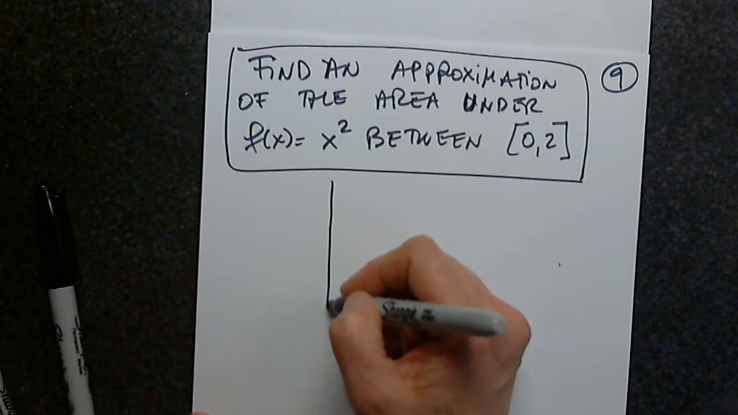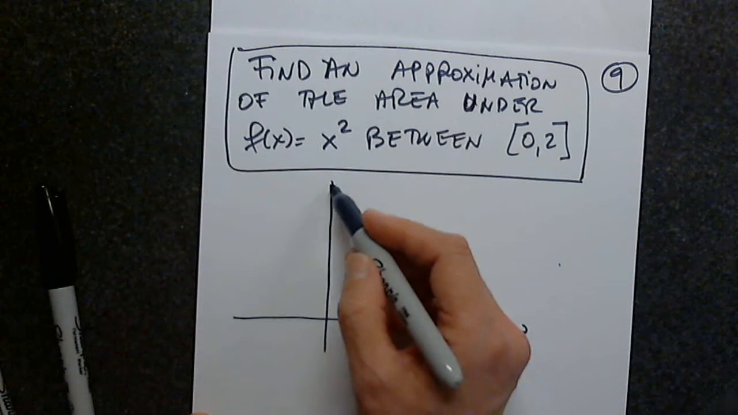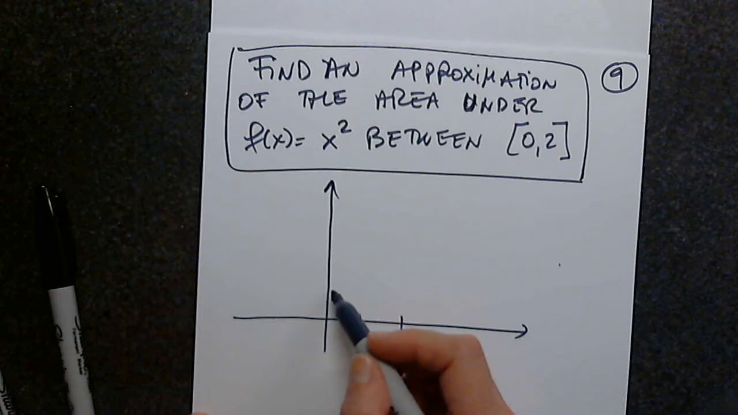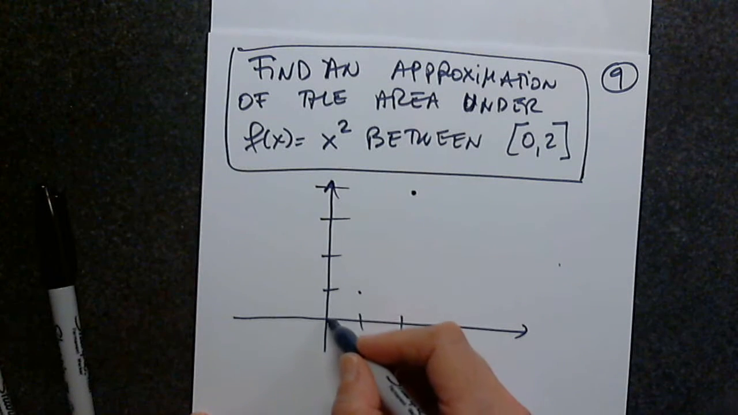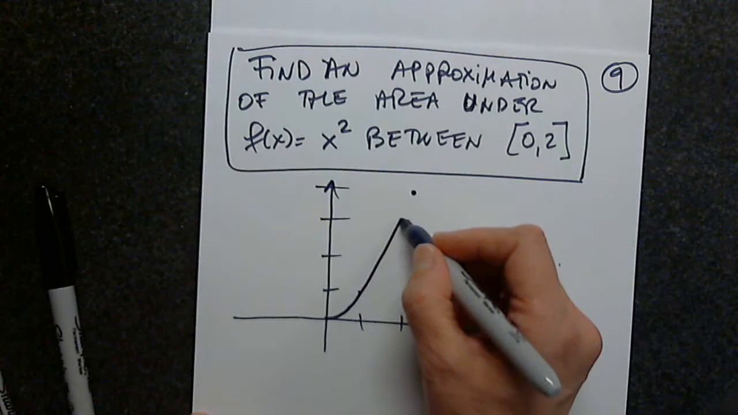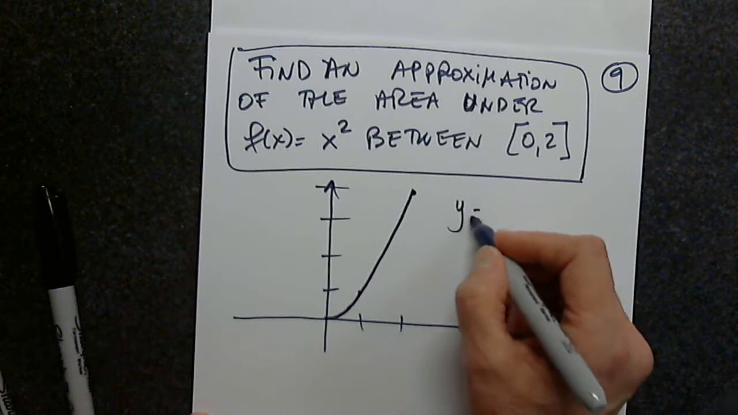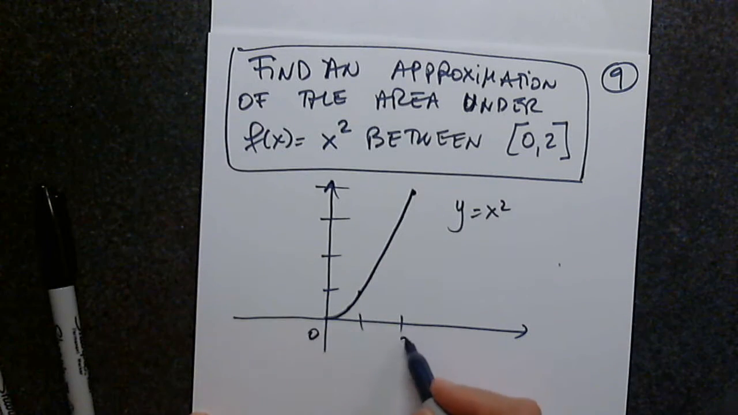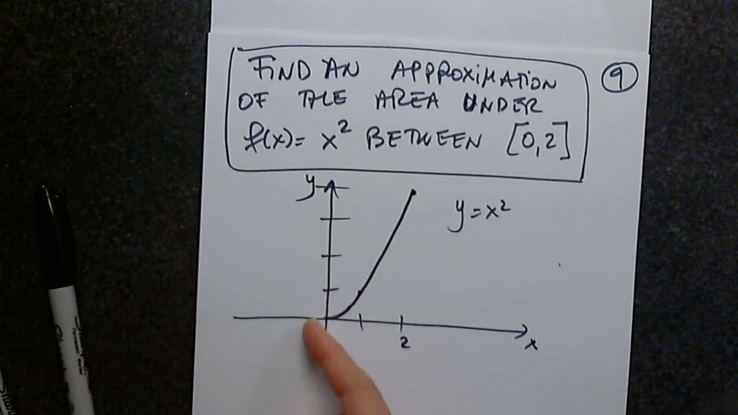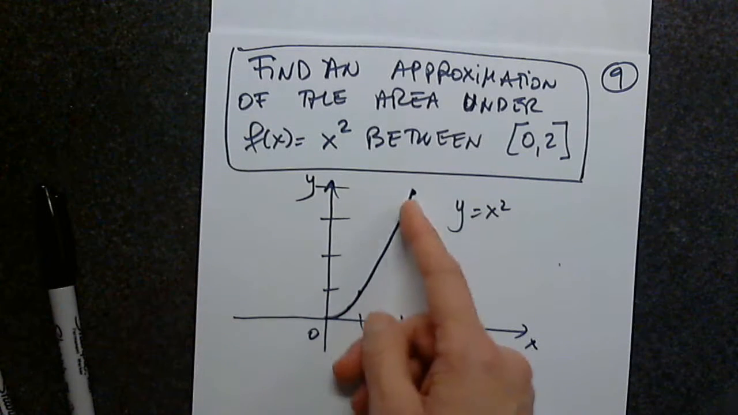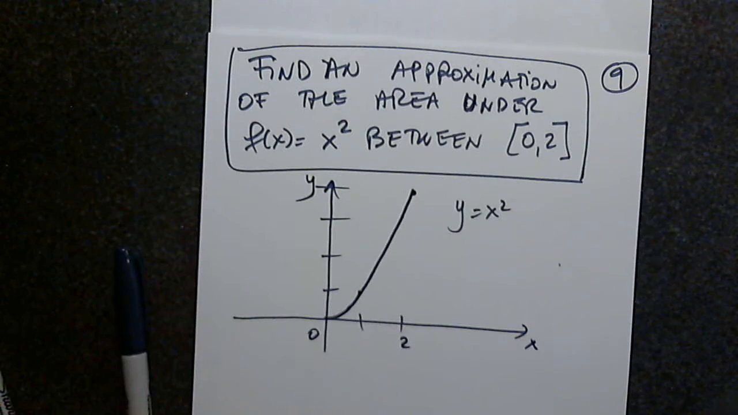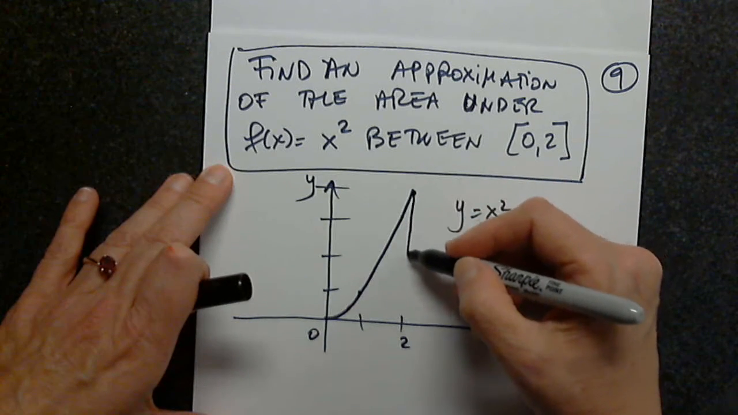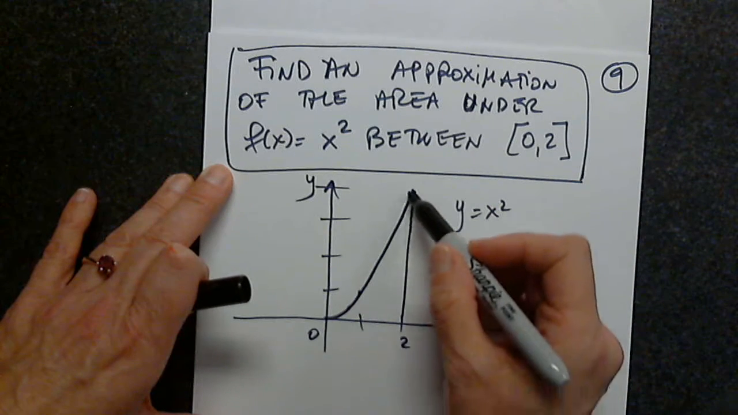Okay, I'm going to graph. This is 1, this is 2, 1, 2, 3, 4. This is the graph of y equals x squared between 0 and 2. When x is 0, y is 0. When x is 1, y is 1. When x is 2, y is 4. The area under the graph between the x-axis and the graph is obviously this.